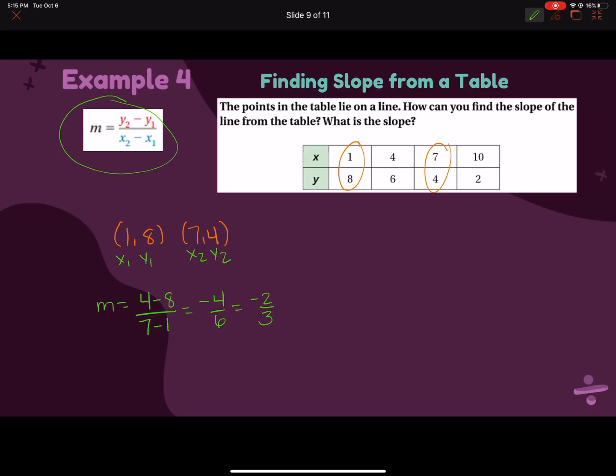Okay? Just so you'll believe me that it doesn't matter which 2 you pick, let's pick these 2. I'm going to make this x1, y1, x2, y2, and do the formula again. y2 minus y1 would be 6 minus 8 over x2 minus x1. 6 minus 8 is -2, and 4 minus 1 is 3. So I did get the same answer. It does not matter which 2 you pick. All of these points are on the same line, which means all of them are going to have the same slope whenever you plug them into the formula.